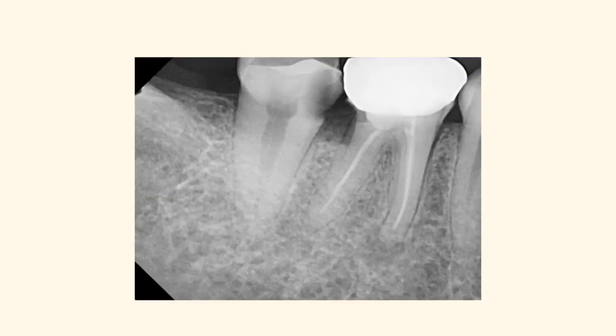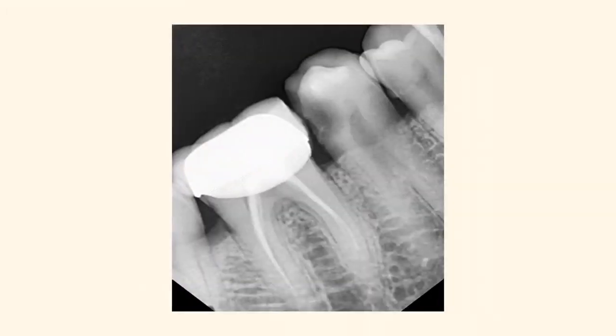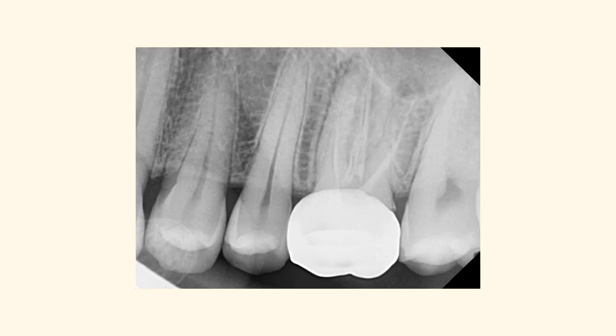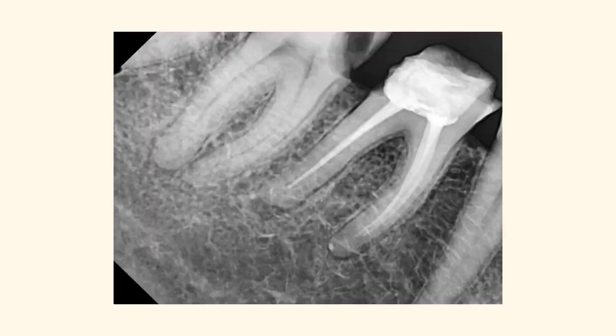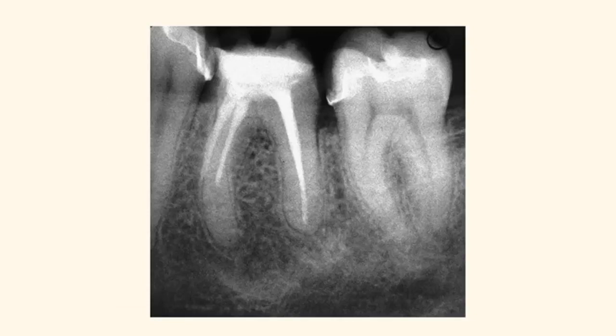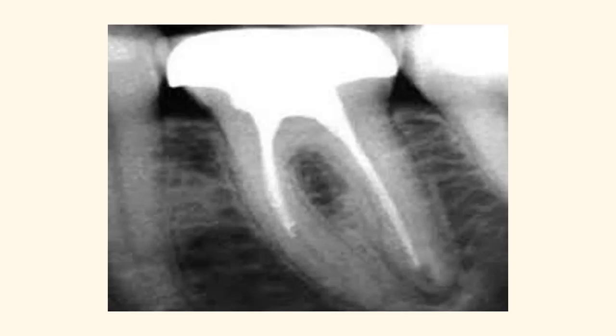Here you can see the clinician is not able to negotiate the canal to the full working length. Another case where glide path is not achieved. Here also you can see the clinician is not able to achieve a glide path and patency. Canal blockage, loss of the working length due to the canal blockage, ledge formation, instrument separation, ledge formation again.